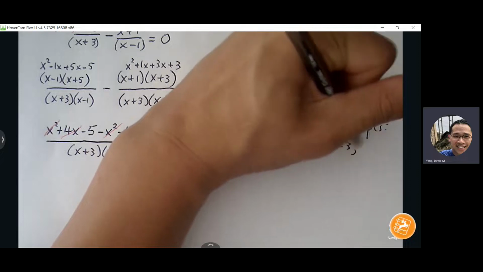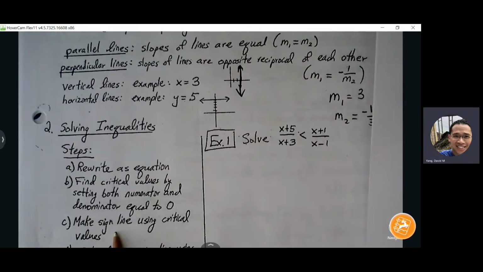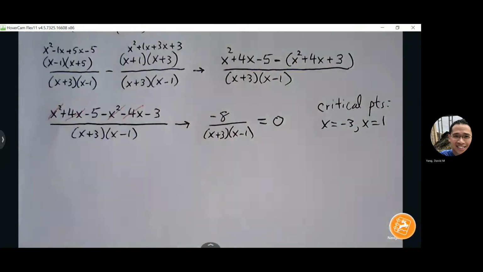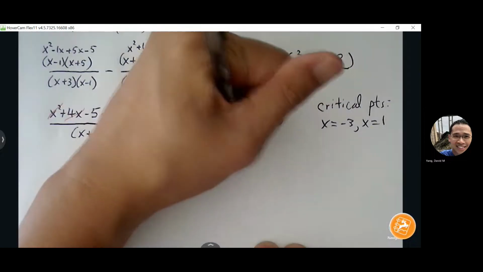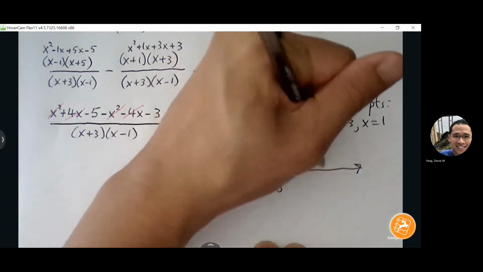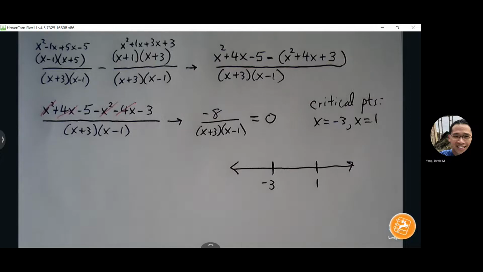Okay, -3 and 1. Now, these are the values that are going to go on the number line. And these are the values that are going to help separate the intervals that we're looking at. So next step, make a sign line, make a number line involving the critical values.